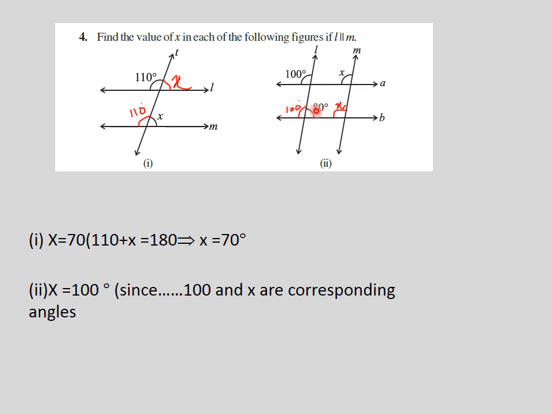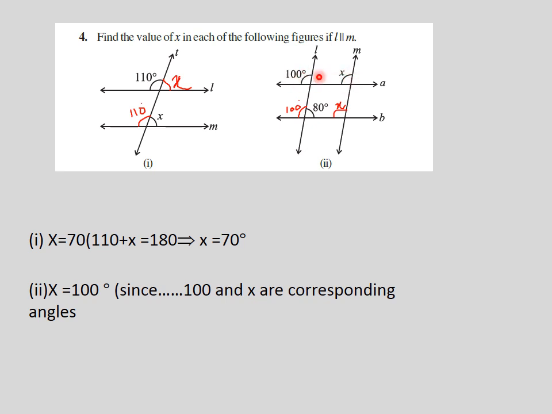This value must be 100 because these two are corresponding angles. 100 and x are corresponding angles, so x is equal to 100 because L is parallel to M. So the value of x is equal to 100. From this also you can find that x is equal to 100.